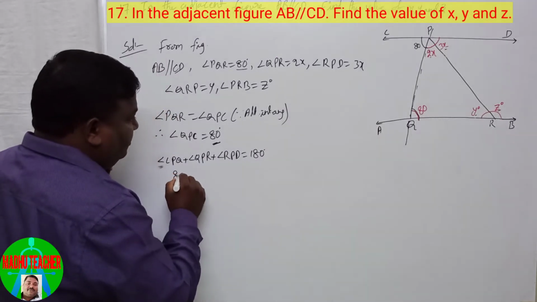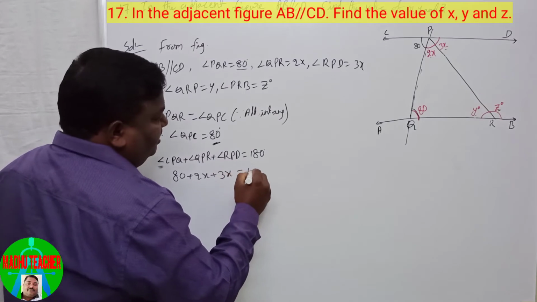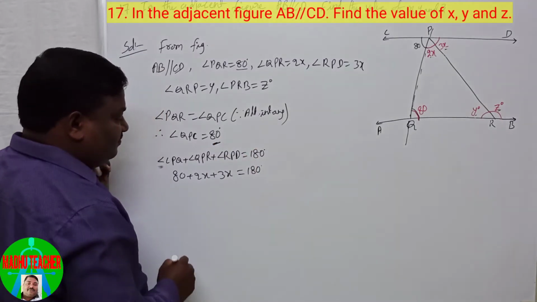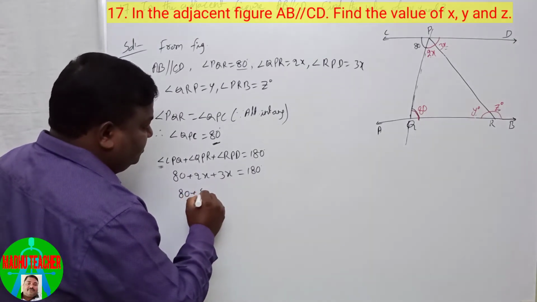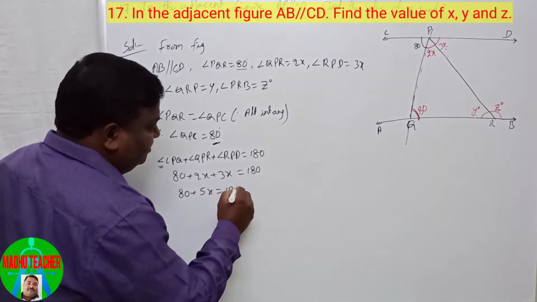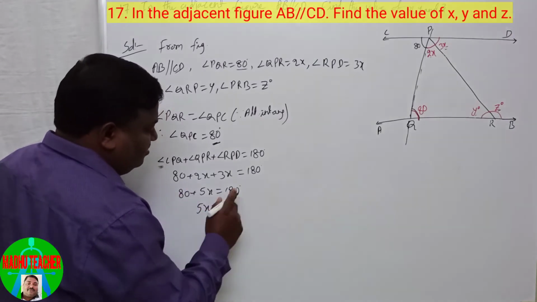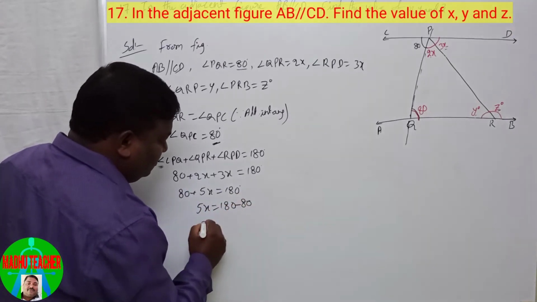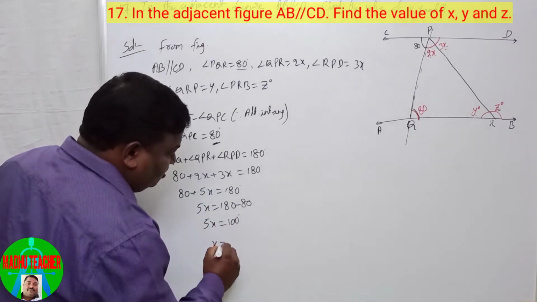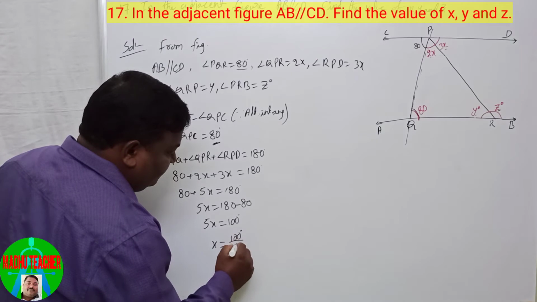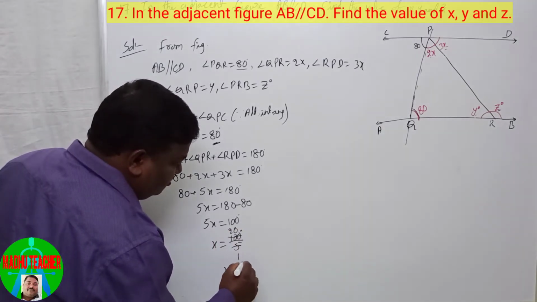That is 80 plus 2x plus 3x equal to 180 degrees. 80 plus 5x equal to 180. Taking 80 to the right side, 5x equal to 100 degrees. x equal to 100 by 5, which is 20. So x equal to 20.